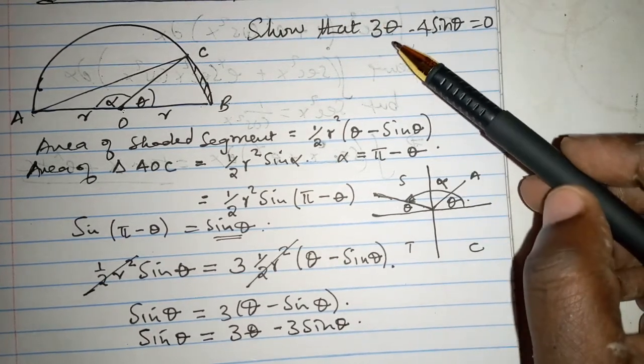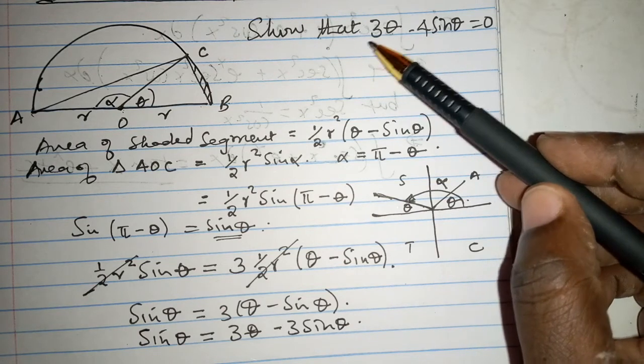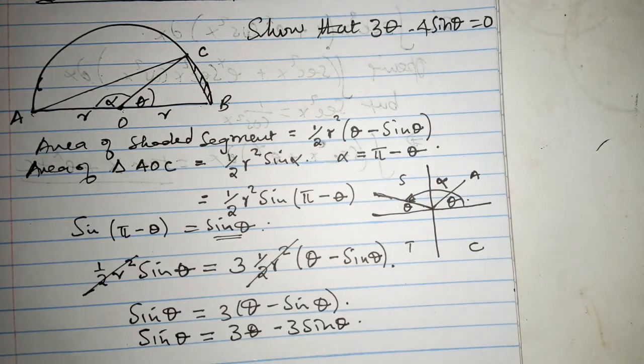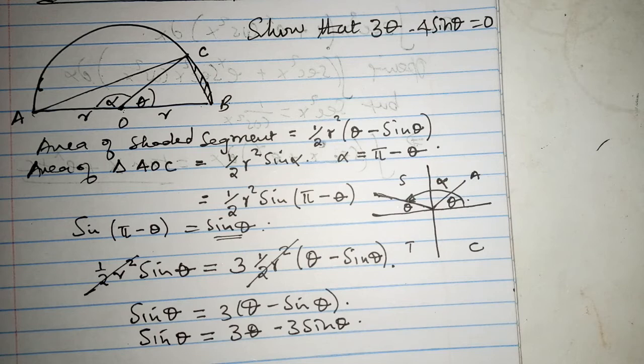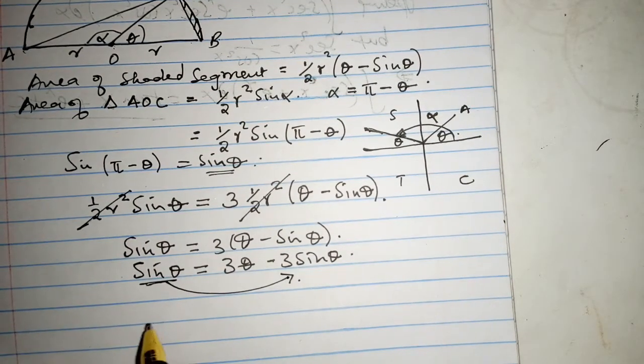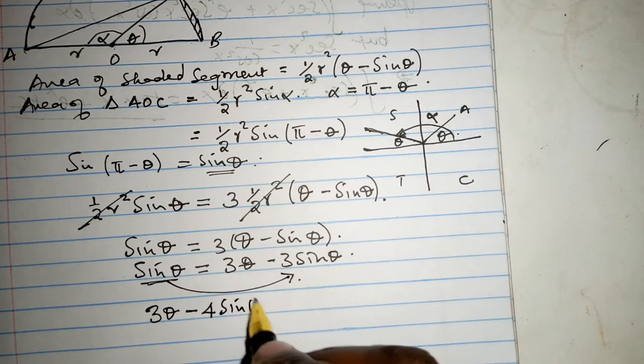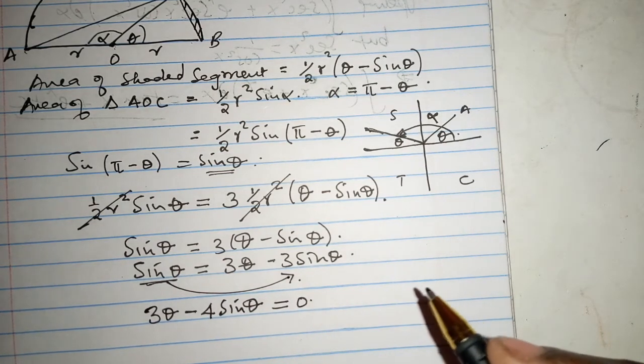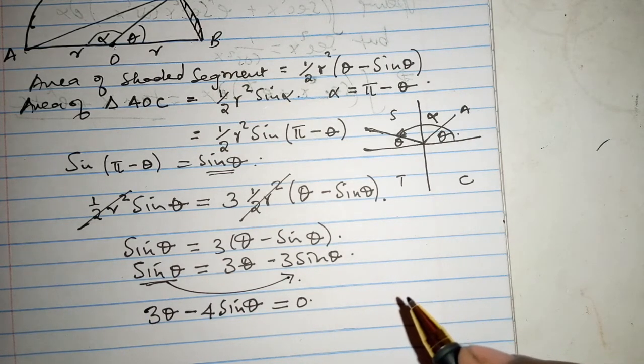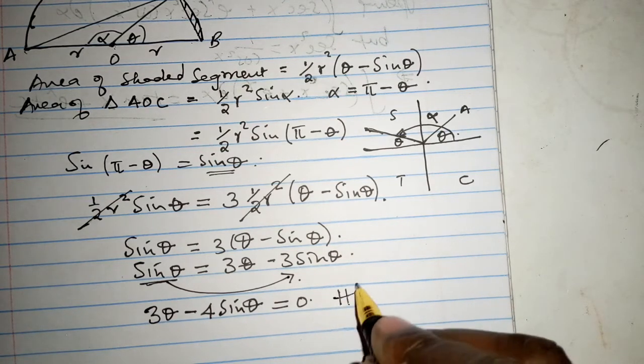We are supposed to show that 3 theta minus 4 sine theta is equal to 0. All we need to do is understand one fact, whereby this sine theta now crosses over to be added on the other side. And therefore, we have 3 theta minus 4 sine theta is equal to 0. And at that point, we have proved what we were to show, hence shown.